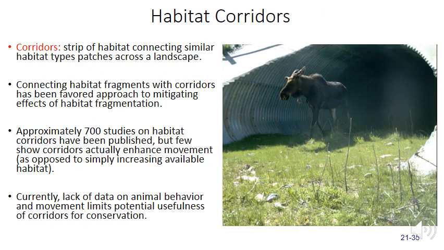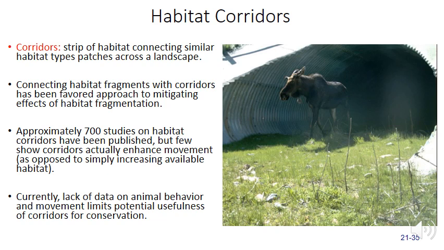Of course, another big issue caused by habitat fragmentation is the potential for that fragmentation to prevent movement of animals between habitat patches. And a popular conservation tool to mitigate this has been the construction of habitat corridors. So these are strips of habitat connecting similar habitat types or patches across the landscape. Despite the use over many decades of habitat corridors, there isn't actually much evidence that animals use them to significantly enhance movement between patches.